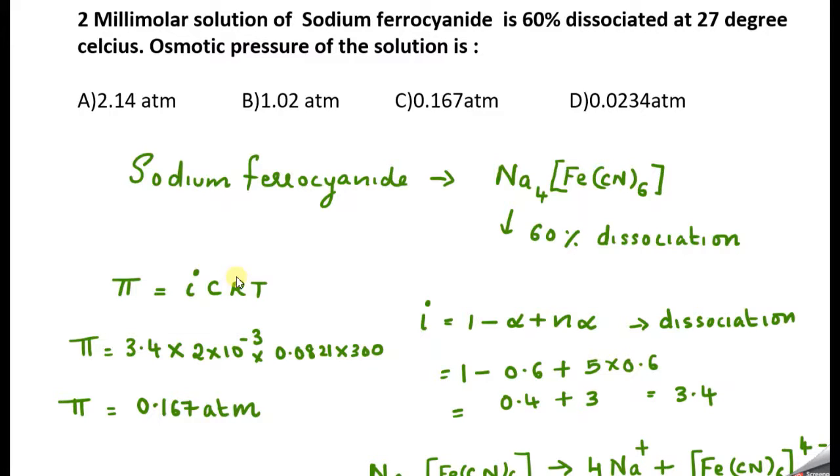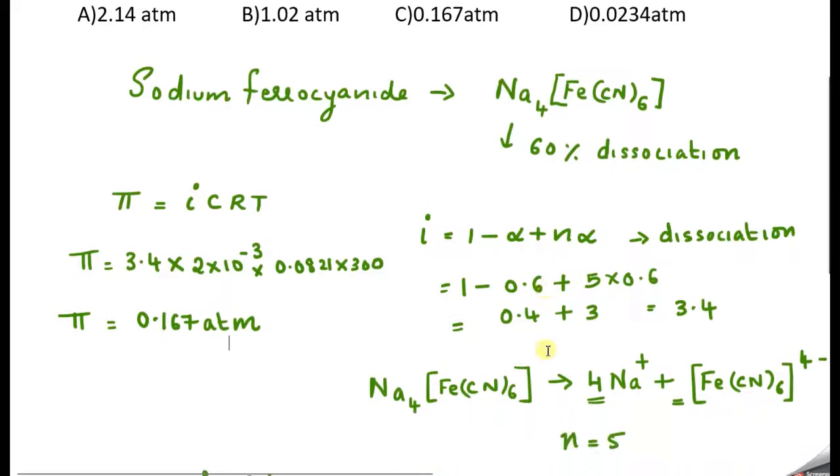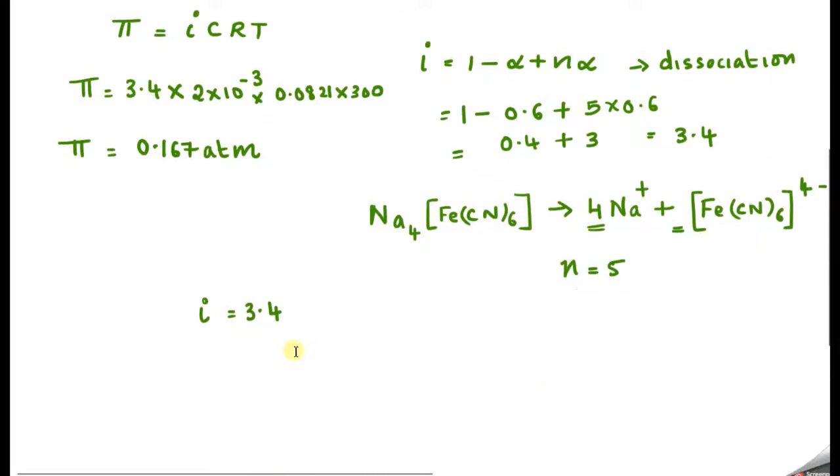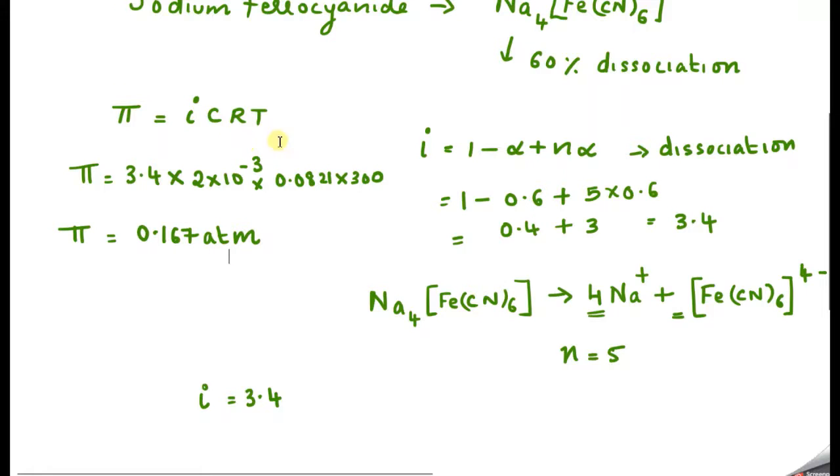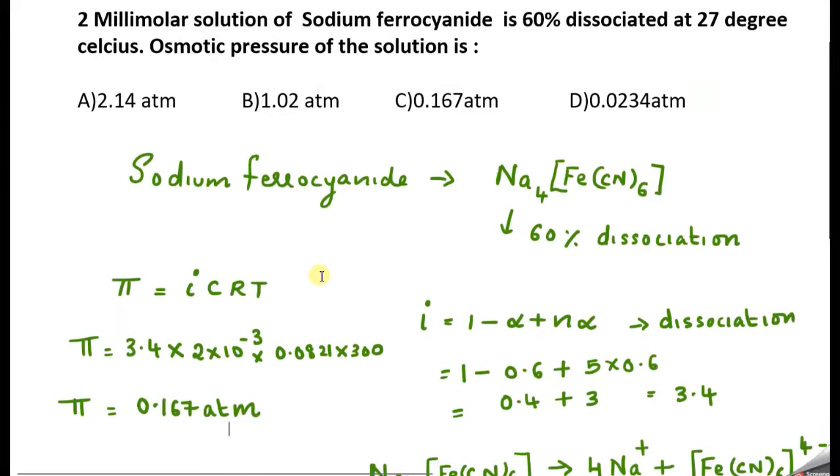I hope you understood the question. It's very simple. First I calculated i from the degree of dissociation alpha, and I need to calculate n. I obtain n by doing the dissociation and identifying the number of particles. n indicates the number of particles after dissociation. If it is association, we should see how many particles are combining together. From that I calculated the i value, then I substituted pi is equal to iCRT. The concentration they directly gave in millimolar, converted to molar. R is a constant 0.0821, temperature converted to Kelvin, and I got 0.167 atmosphere. Is that there in the options? Yes, option C corresponds to that.